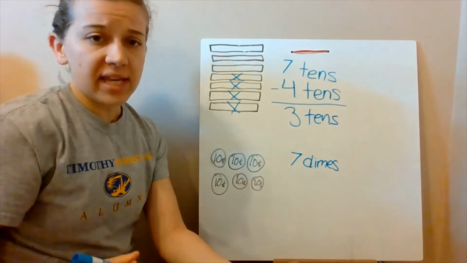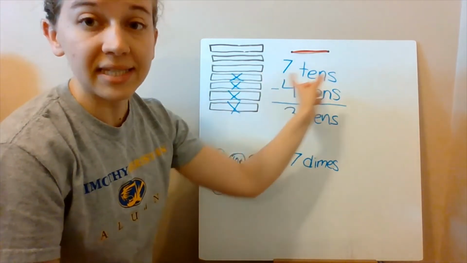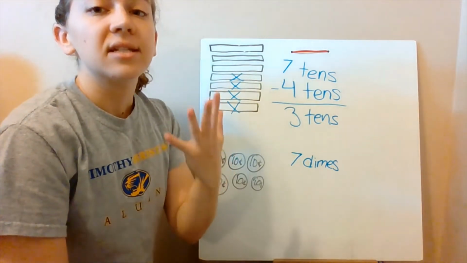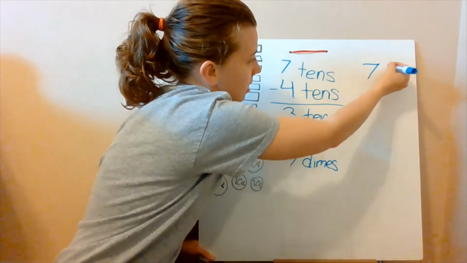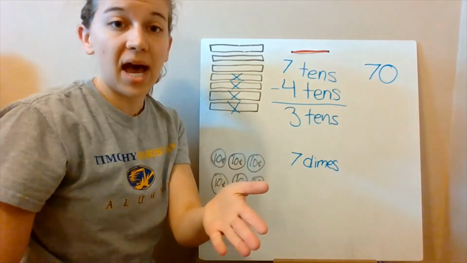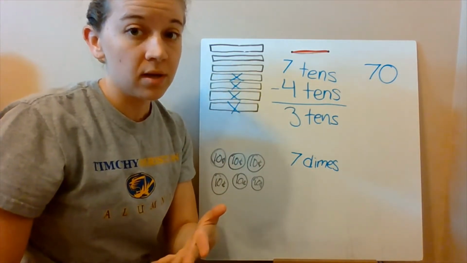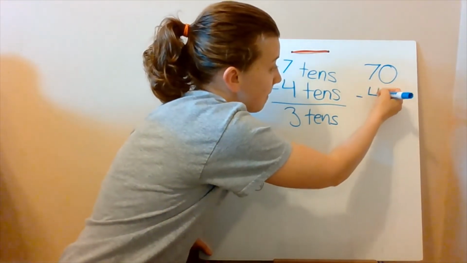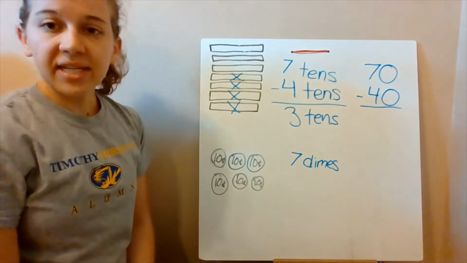Okay, but now to really find the answer to the question, we can't have the word tens there. We have to translate it into just numbers. So 7 tens, we said, equals 70, right? That equals 70. Okay, 70. And then how many did the mom buy? She bought 4 tens, or what is 4 tens equal to? 40, right? So 70 minus 40 equals 3 tens.